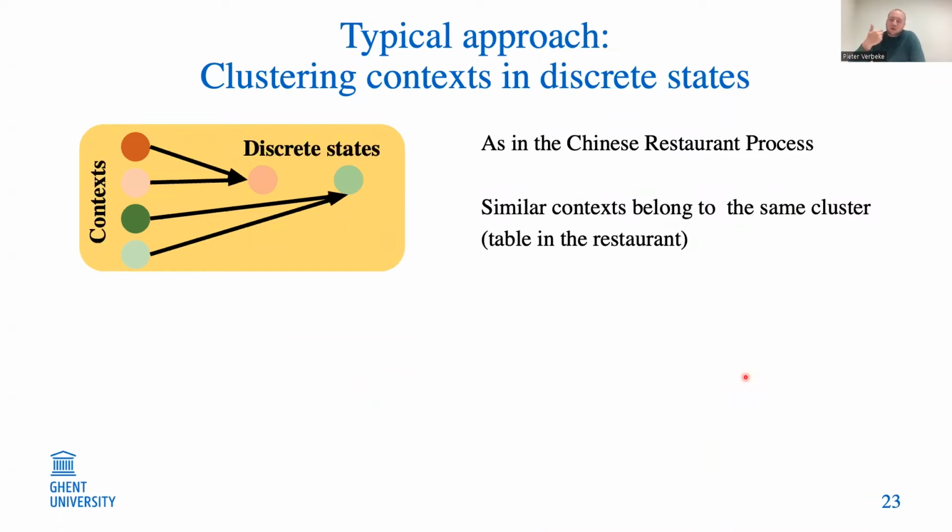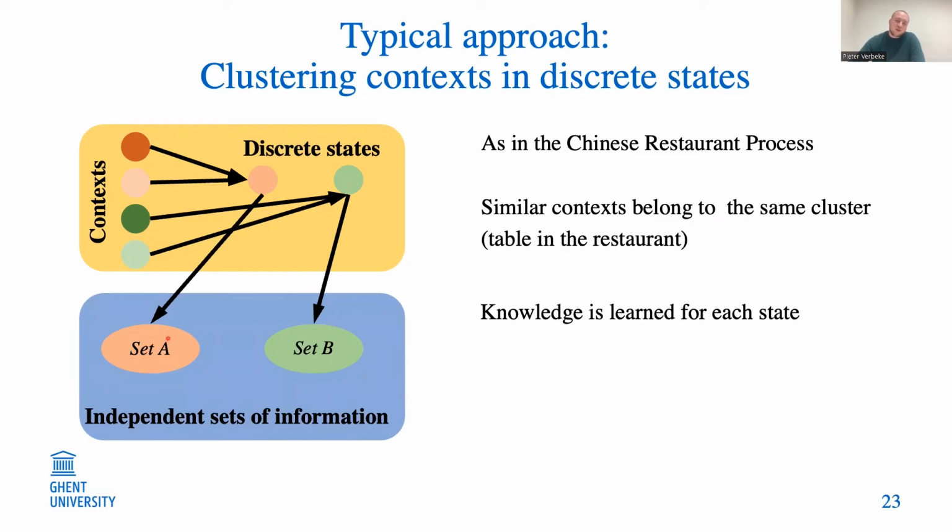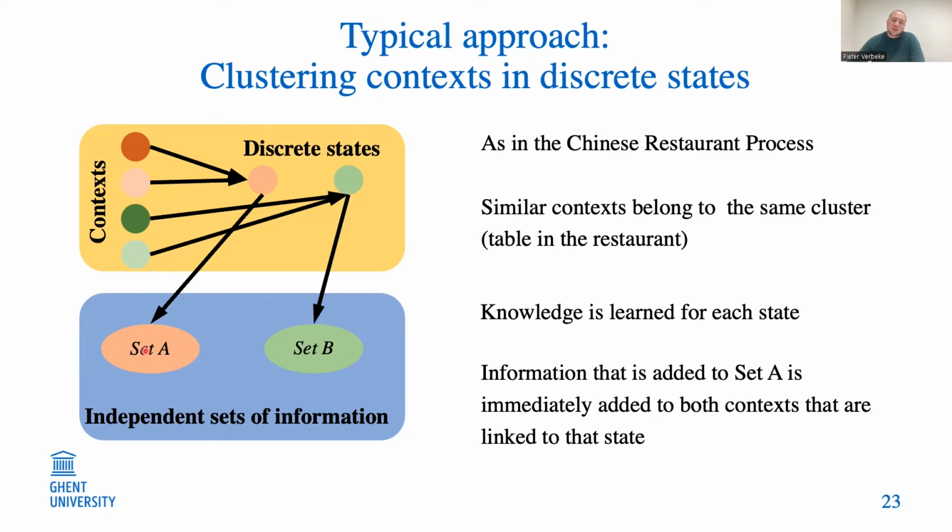The classic framework to explain this type of generalization is clustering contexts in discrete states, such as in the Chinese restaurant process. So you would basically cluster similar contexts to the same cluster, for example one cluster for states along the USA coast and one for mid-USA. And then you will learn knowledge for each cluster: favorite soccer player is Messi, costs are high, stuff like that. Which basically means that information that is added to set A will immediately be added to both contexts that are associated with that set. So you have generalization.